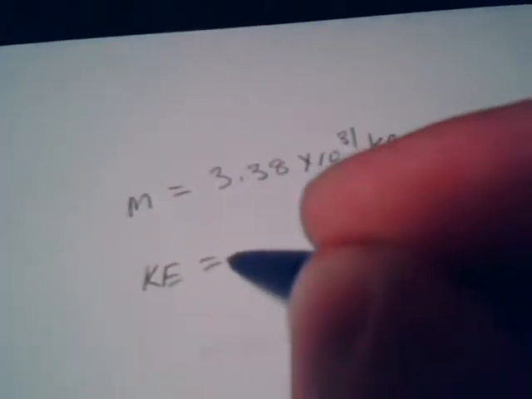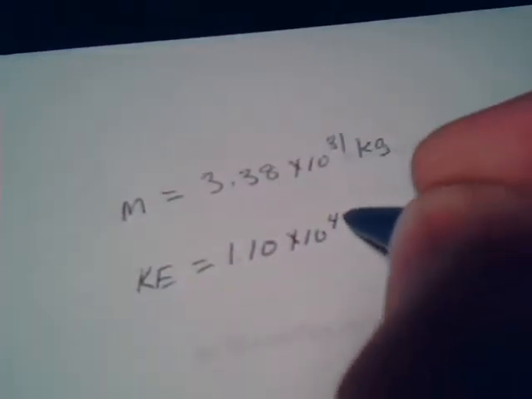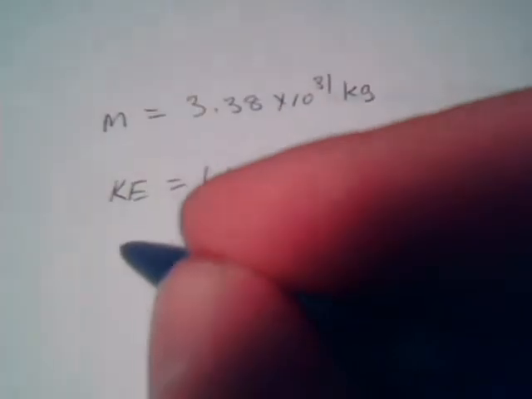All right. And then your kinetic energy. It gives you the kinetic energy value equal to 1.10 times 10 to the 42nd joules. And the problem is asking you to find the velocity. Now, if you remember the formula for kinetic energy is equal to 1/2 mass times velocity squared. The formula for kinetic energy, 1/2 mass times velocity squared.